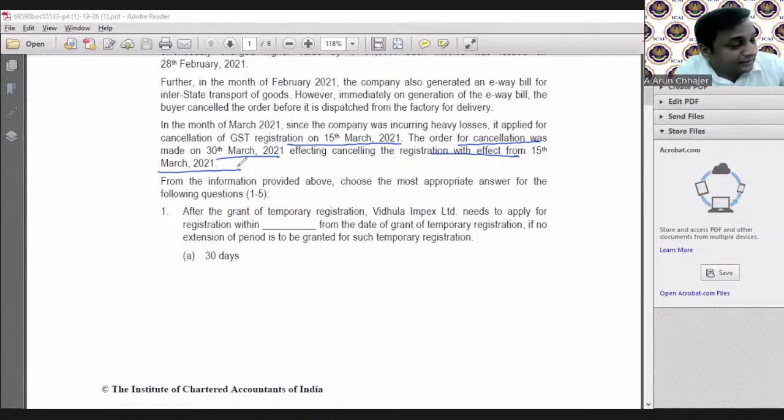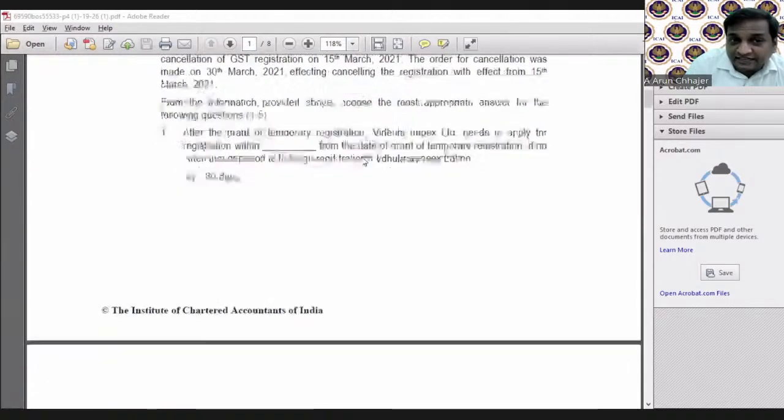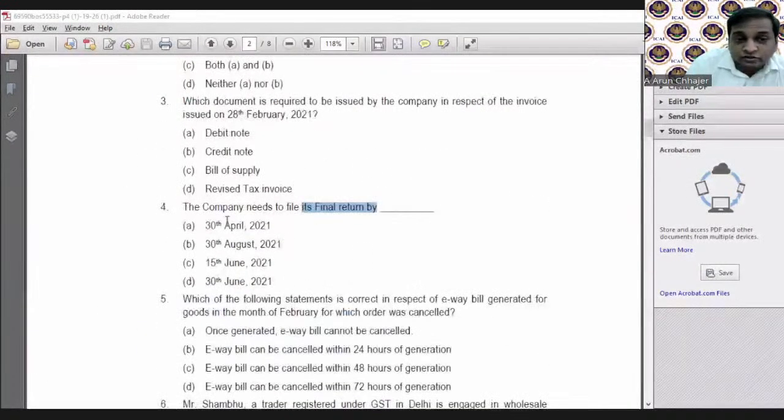Now tell me, the cancellation application is effective from 15th March, date of the order is 30th March. So the company needs to file its final return GSTR 10 by which date?